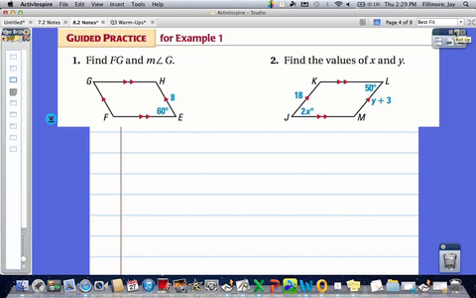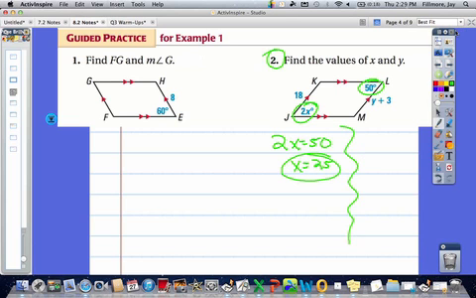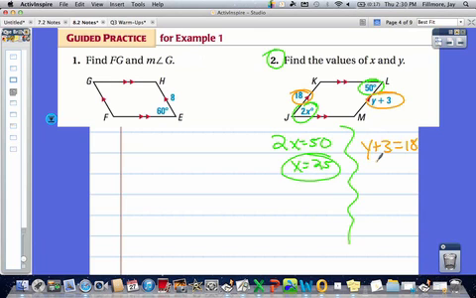Let's do one more. Find the values of x and y. For x, 2x is opposite from 50, so 2x is equal to 50. When we divide by 2, x will be 25. We can plainly see that y plus 3 is across from 18, so y plus 3 equals 18. Subtracting 3 from both sides, y is 15.